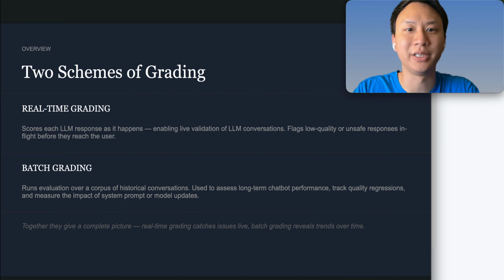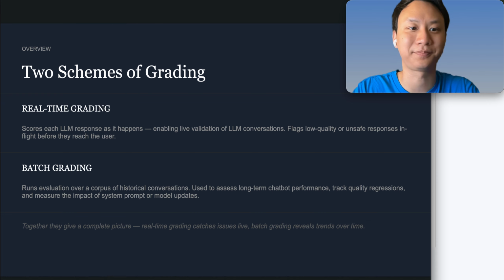And there are generally two schemes when it comes to this kind of grading. One is real-time grading, which is grading a response live while a person is interacting with the chatbot. And this allows us to block responses that are incorrect or unsafe, right? And even answers that are iffy, we want to at least flag that to users if we want to show it to them. And so this ensures the quality of the responses in real time being delivered to a user.